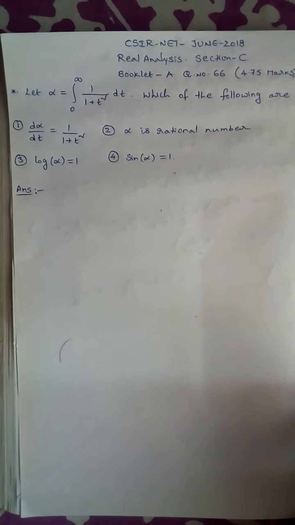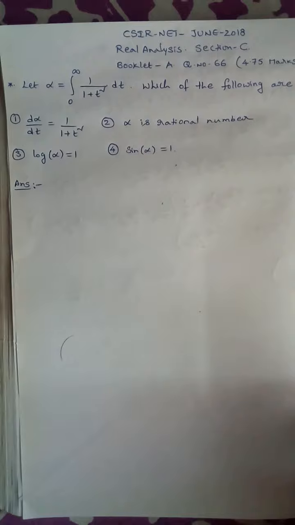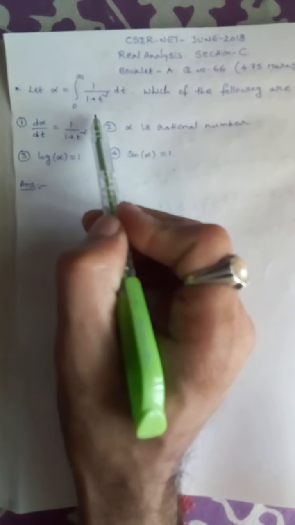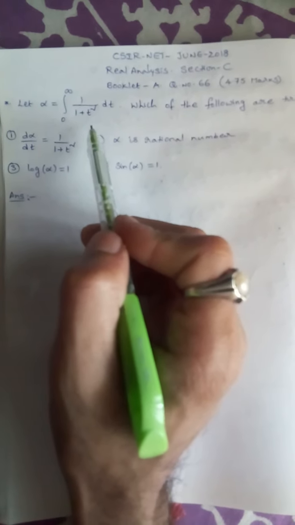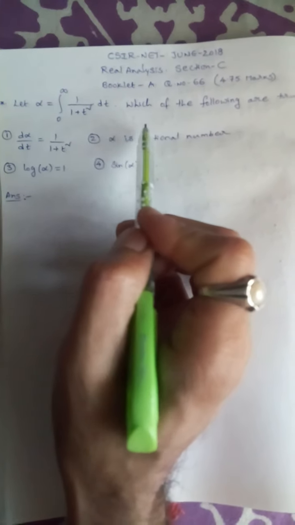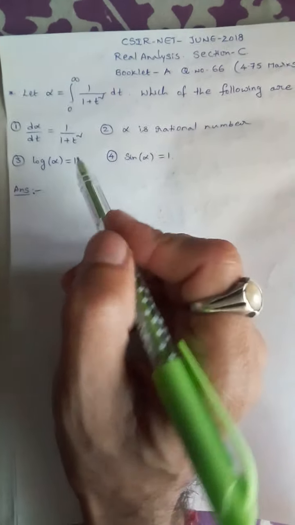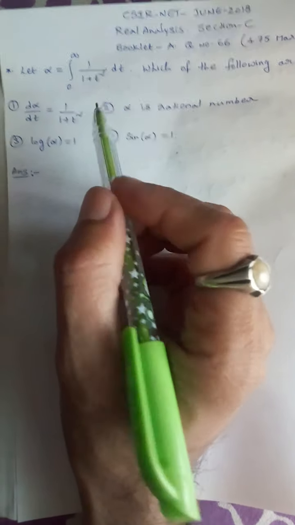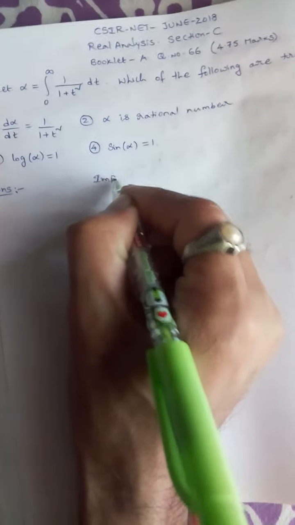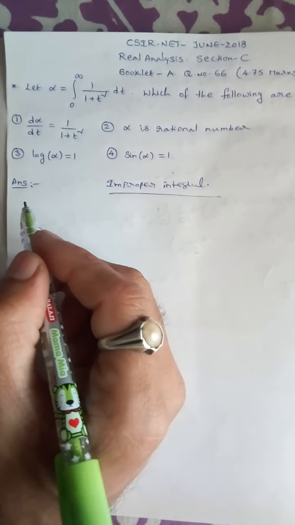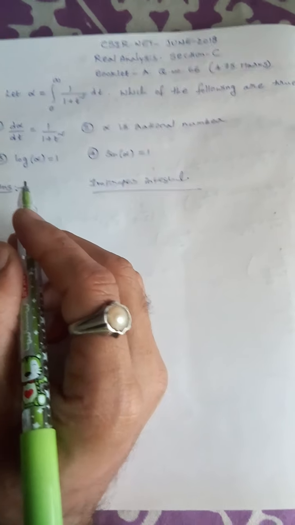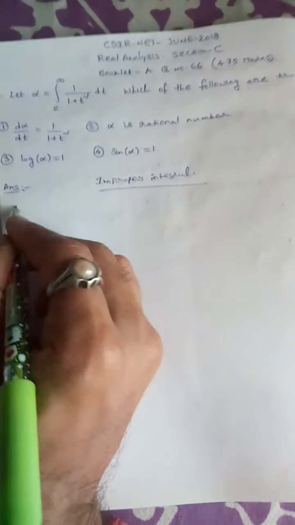So here in the given problem, alpha is equal to the integral from 0 to infinity of 1 by 1 plus t square dt. One of the limits is infinity, so it is an improper integral, a first kind of improper integral. So first we see how to solve an improper integral. Here we'll discuss the method of evaluation of first kind of improper integral.